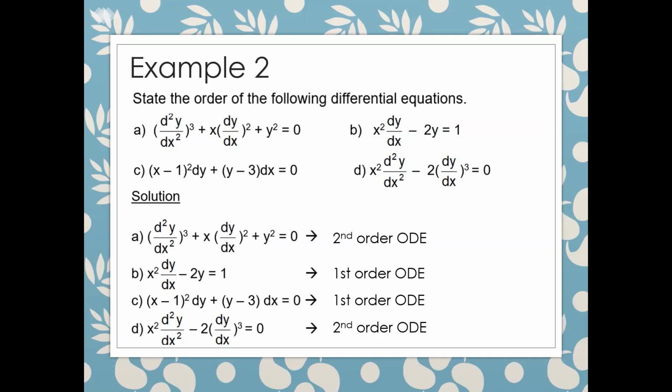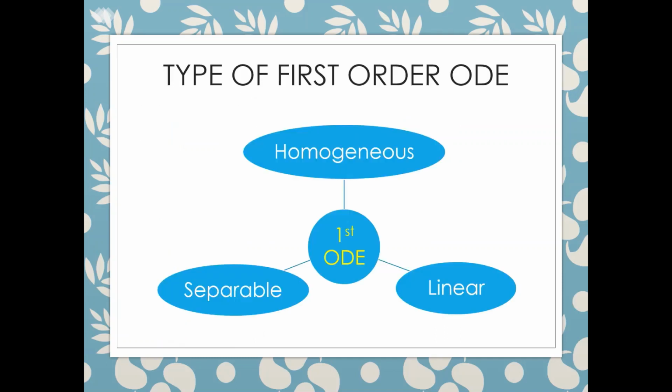And for D, this is referred to as second order ODE because the highest order derivative is d square y over dx square. To solve the first order ODE, first of all, you need to check the type of the equation, whether it is separable, homogeneous, or linear.